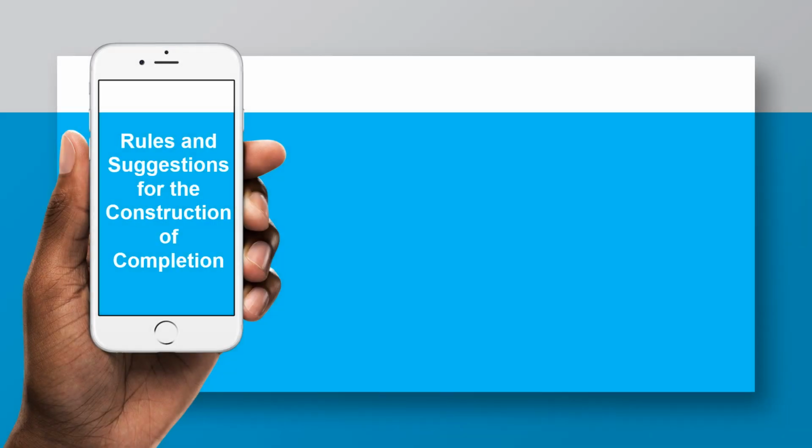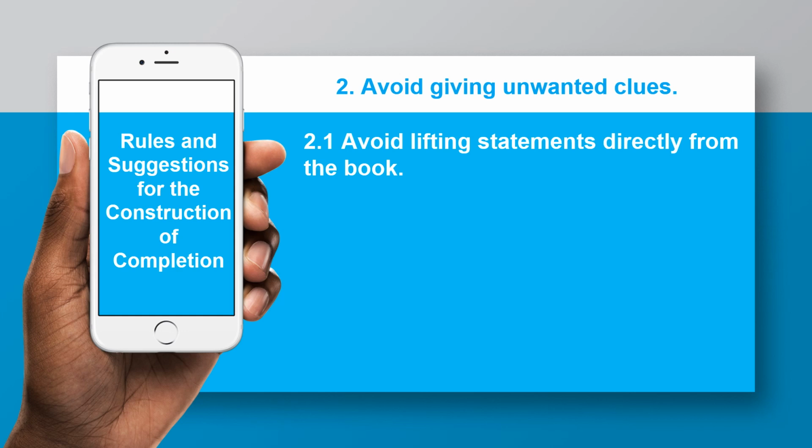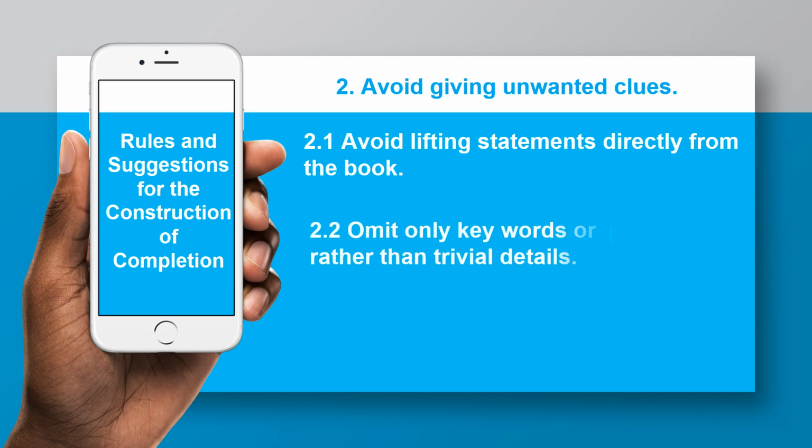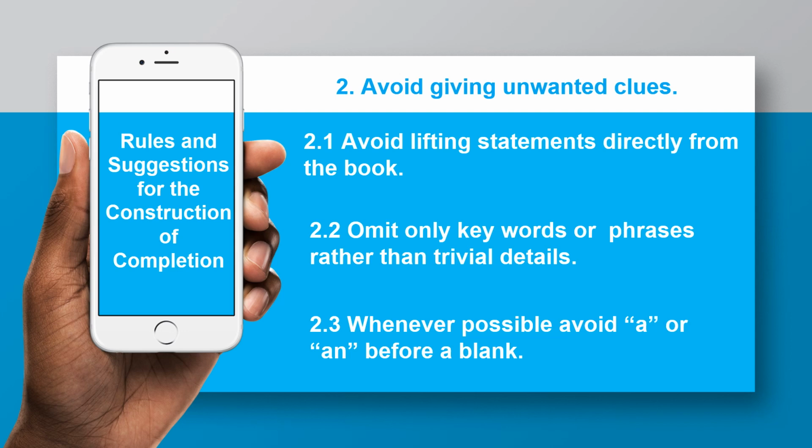The second rule is to avoid giving unwanted clues. The first sub-rule is to avoid lifting statements directly from the book. In the second sub-rule, you should omit only keywords or phrases rather than trivial details. The third one is whenever possible avoid a or an before a blank.